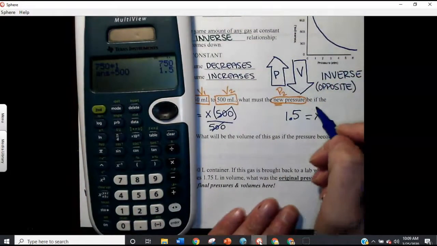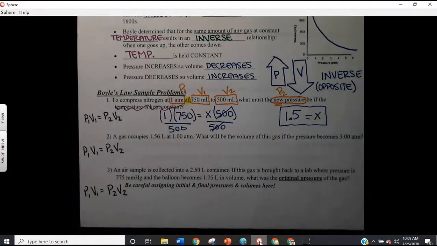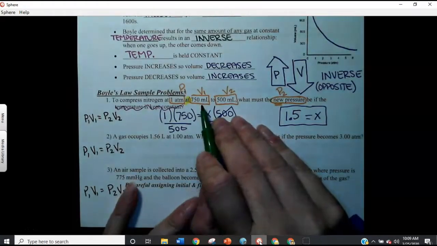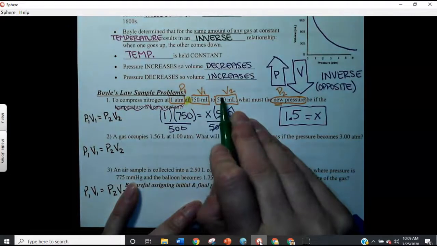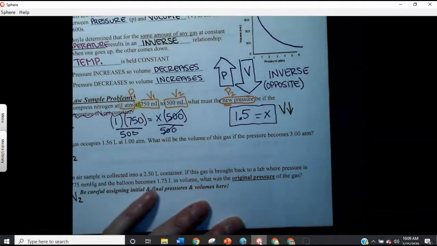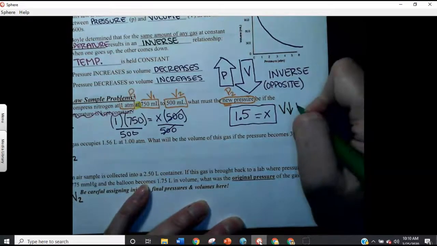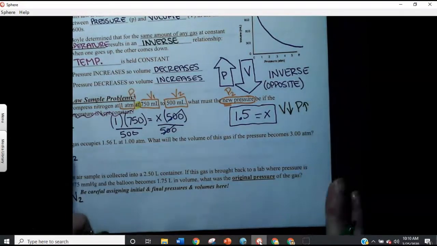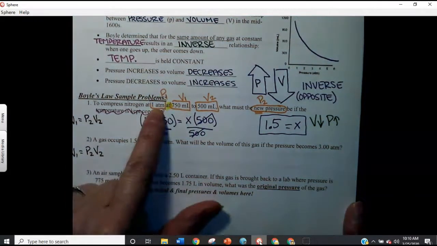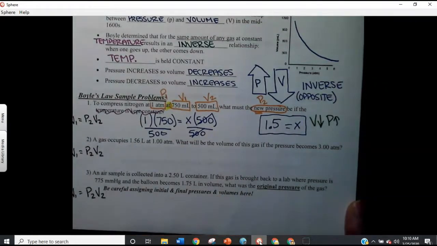Okay, now that's the answer I got. You can check very easily if this is a reasonable answer. Think about this not as a calculator, but as a scientist. What's happening in this question is I'm compressing a gas from this volume to a smaller volume. So volume in this experiment is decreasing. And since we have an inverse or opposite relationship in this law, pressure must be increasing. So if my first pressure was 1 and my second pressure is 1.5, that sounds like a very reasonable answer.